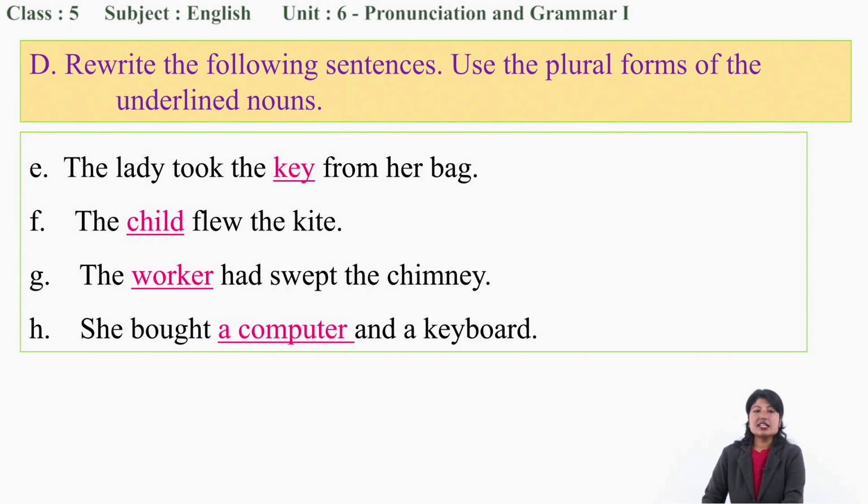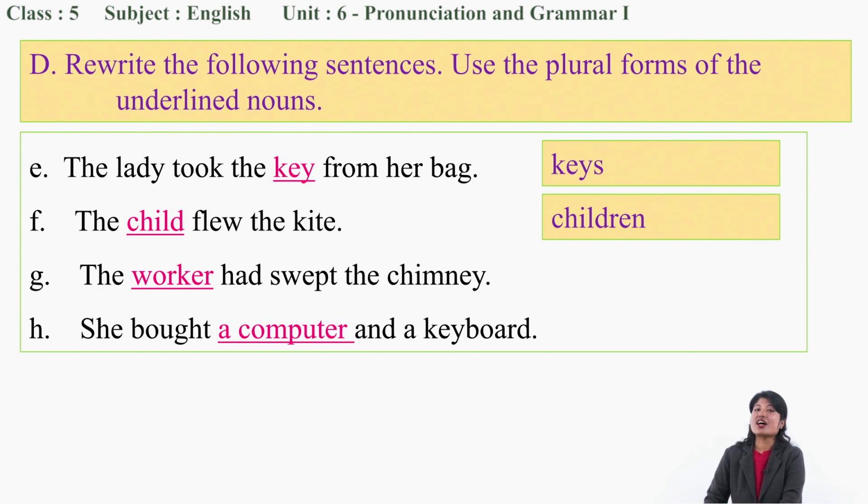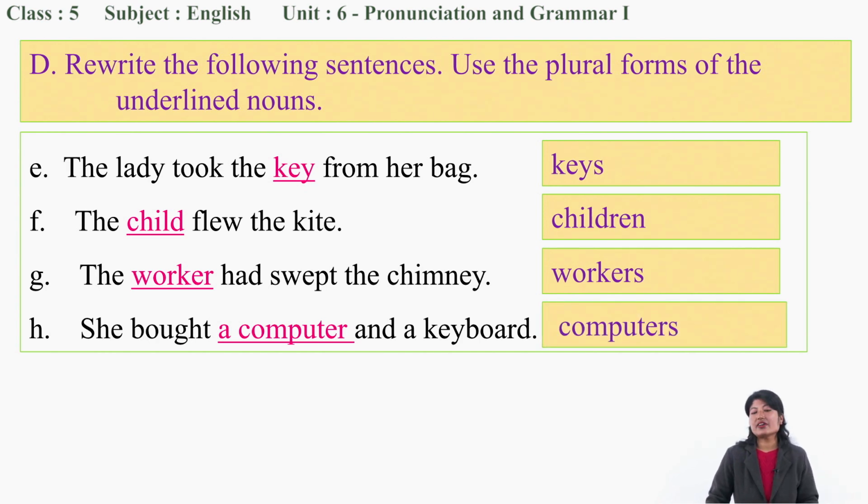E. The lady took the key from her bag. So what's the plural form? Key, keys. Child, we have already talked. Child, children. Worker, workers. Computer, computers. Okay, so these are plural form. As I said, please rewrite it like the lady took the keys from her bag.